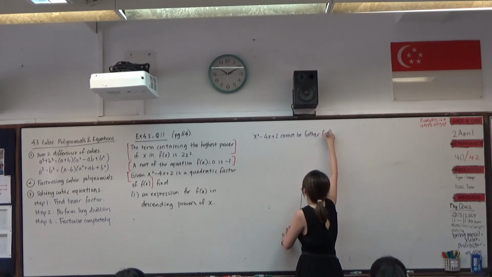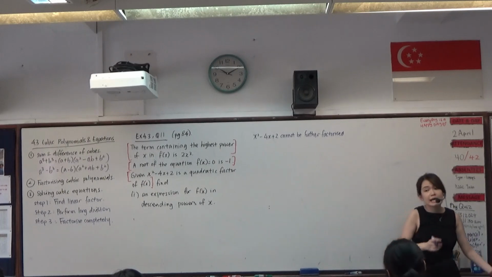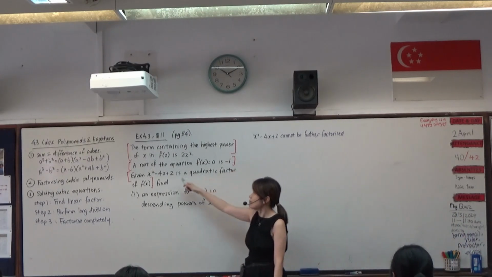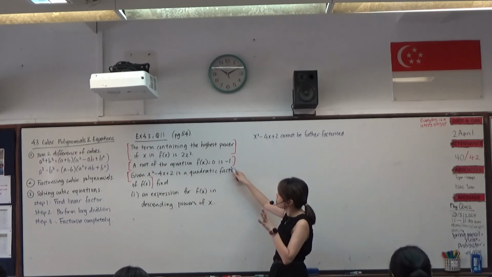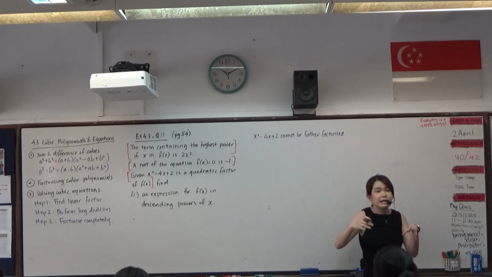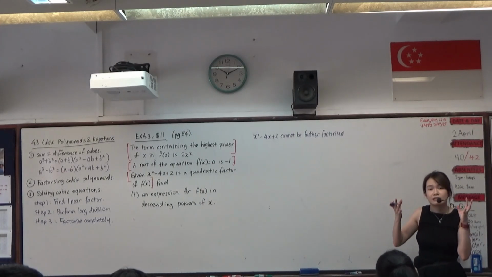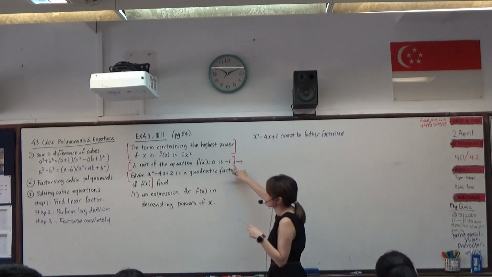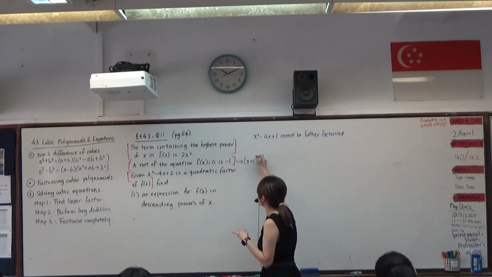So what does this imply for us? This tells us that our root of negative 1 does not come from this quadratic factor. Because we know that when we have the root of negative 1, one of the linear factors will be x plus 1. Because it talks about the x-intercept, a root of an equation, so x plus 1 is a factor.